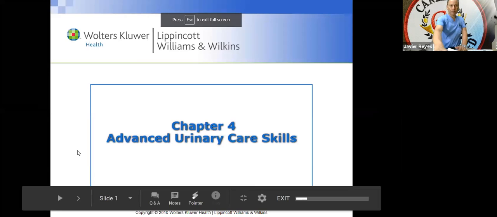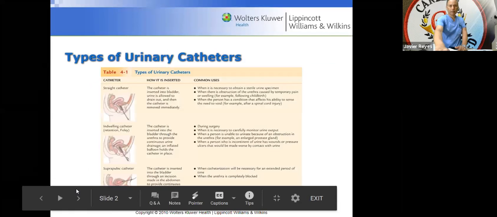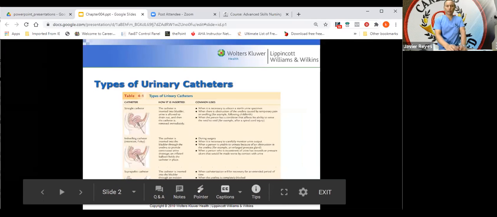So you have to be a little familiar with the anatomy of the body, the males and the females, so that you can understand more or less where. Let me see if I can make this bigger.